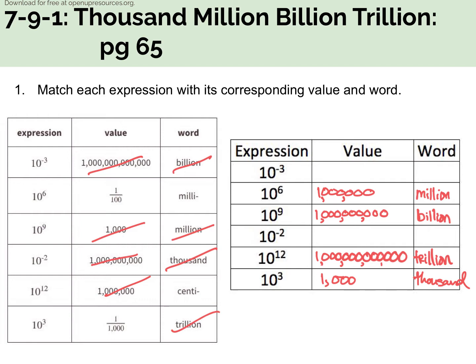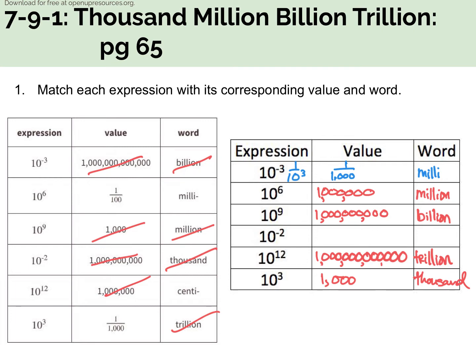So 10 to the negative 3. We know we can also write it as 1 over 10 to the third power, right? So that's a mathematical definition. And let's go ahead and write that out. So that's going to be 1 over 1,000. So what does 1 over 1,000 go with? This is milli. Okay, so it's a little bit different than the whole numbers, okay?